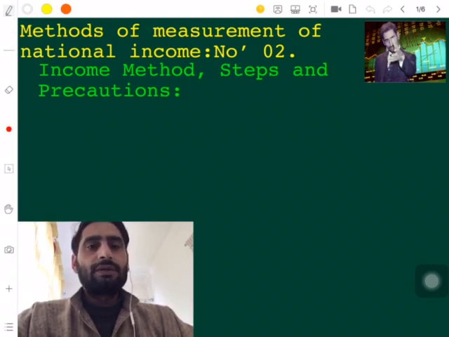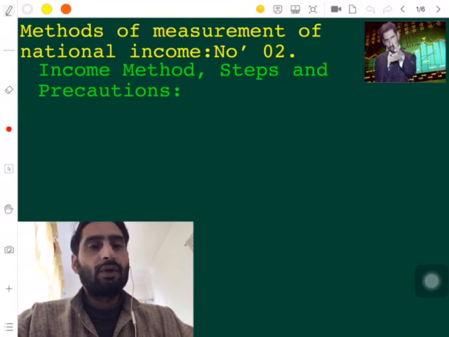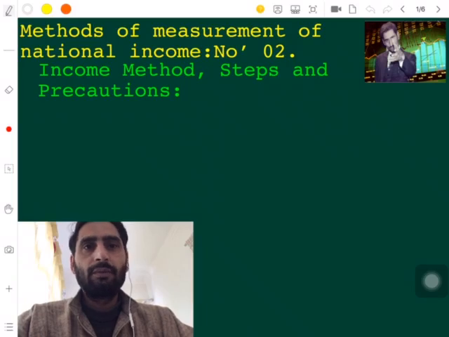As you know, last week we completed our first method of measurement of national income, which was the value added or the product method. Today we are going to start with the income method, the steps involved in it, and the precautions to be taken before we proceed with this particular method.